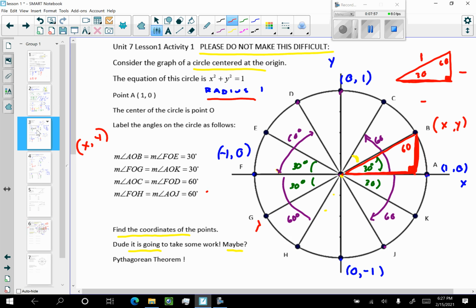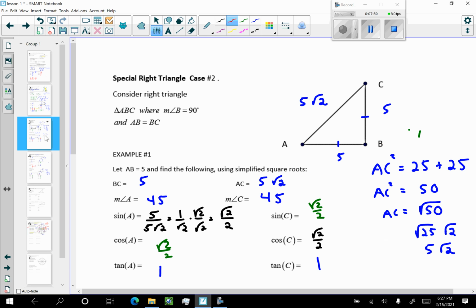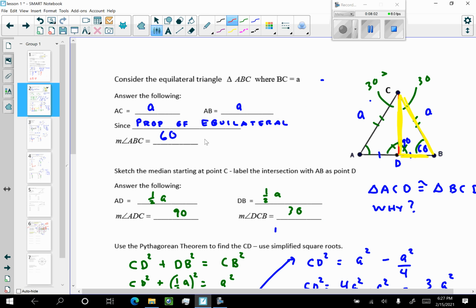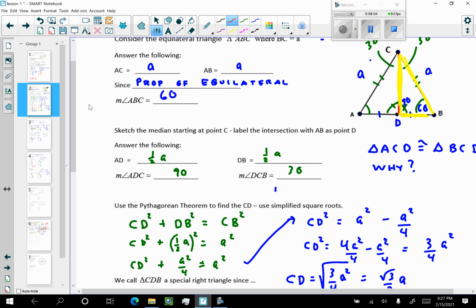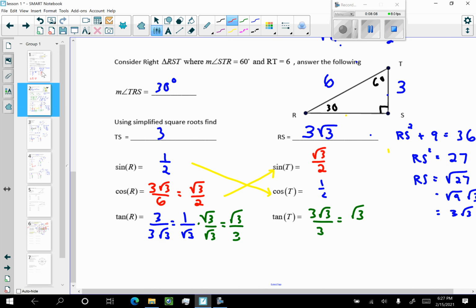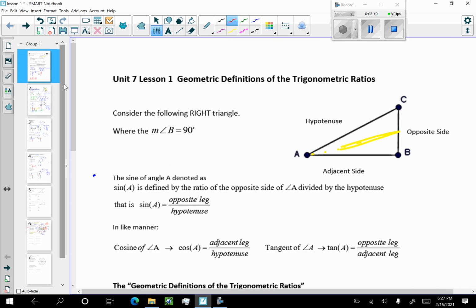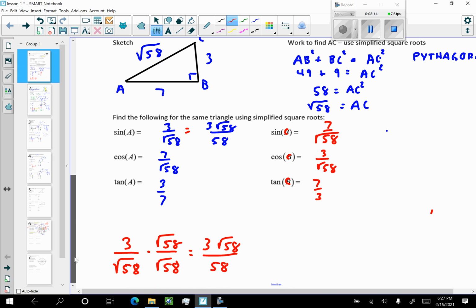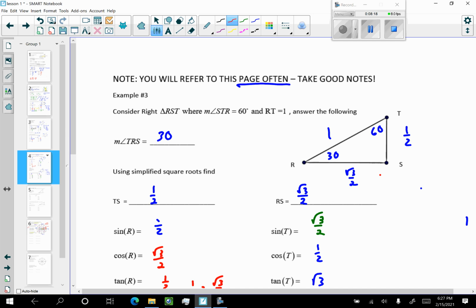Let's see here. It's not that page. Is it down here on this page? Maybe it's on this page here. No, we're close. Here it is. Look at this. You will refer to this page often.